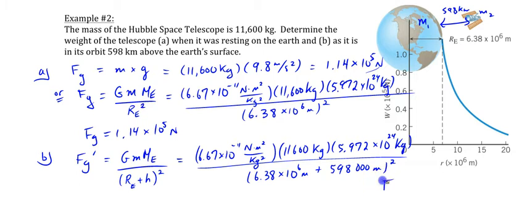Our new force of gravity at that location is 9.50 times 10 to the power of 4 newtons. You can see it's less than what it was on the surface of the Earth. That's because there's less pull as the distance has gotten larger. As you move further and further away from the center of the Earth, your force of gravity gets less and less. And that's it for this example.